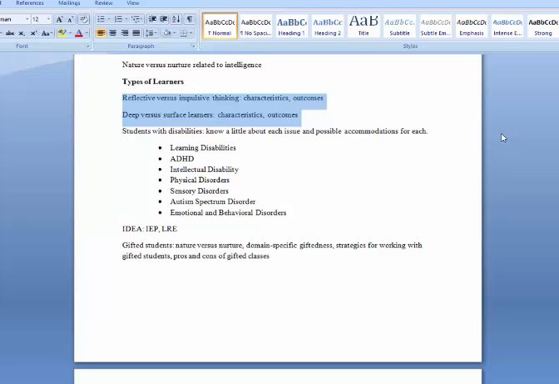On the other hand, surface learners are the kinds of learners that just memorize the information to be able to maybe be successful on a test, and then once that's over, completely forget about it and don't use it anymore. Now, unfortunately, I feel like we might have created some of this.